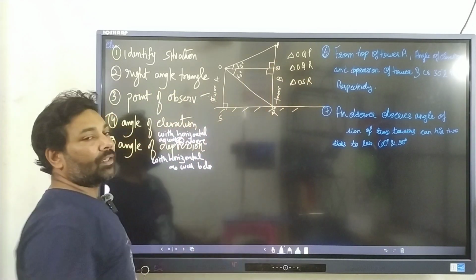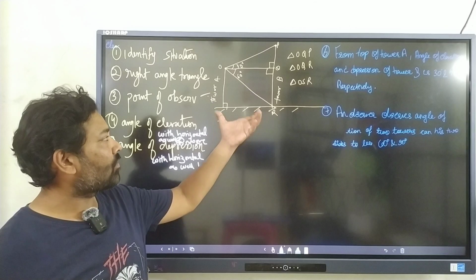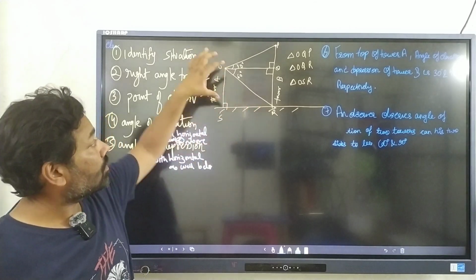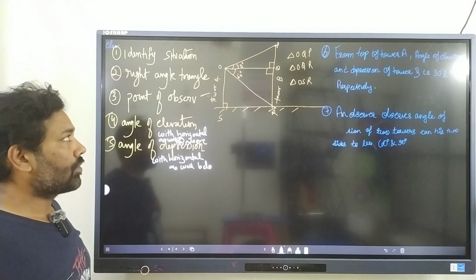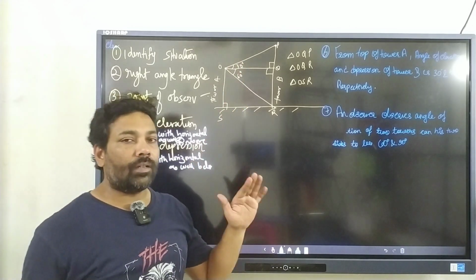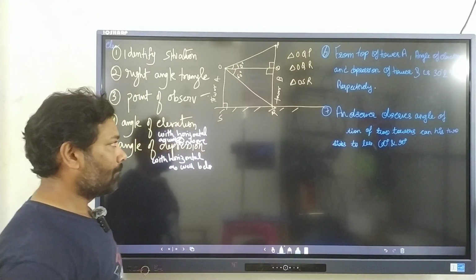So from these multiple triangles, you will be asked to find the distance between the towers, the height of tower A or the height of tower B. You can do the calculations. Once you draw the figure, your sum is more than half done.